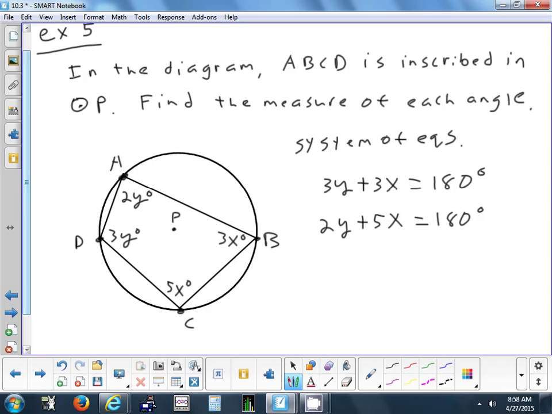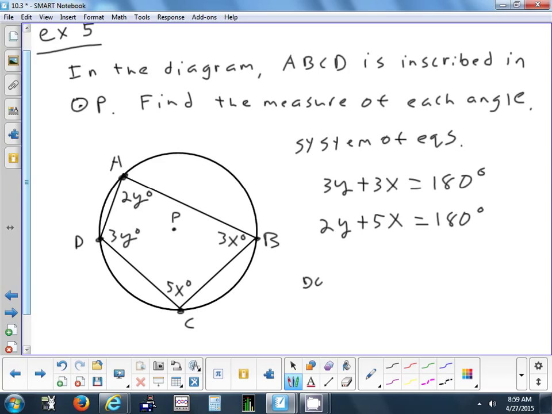Anybody think of a number that 3 and 2 both divide into evenly? That's going to be the number we're going to shoot for, 6. So somehow we want to make the top one a 6, and we want to make the bottom one a negative 6. If we can do that, they'll cancel each other out. What could you multiply the top equation by? Yeah, double everything in the top equation.